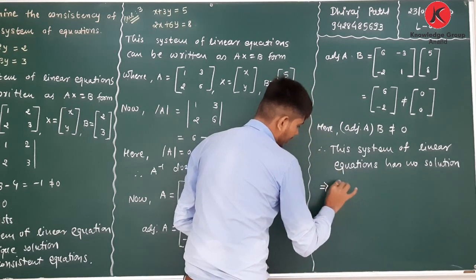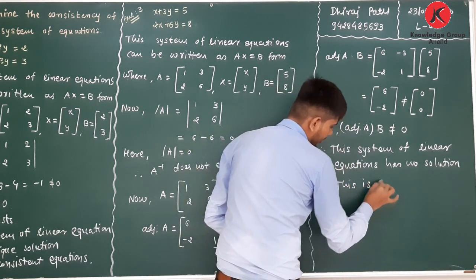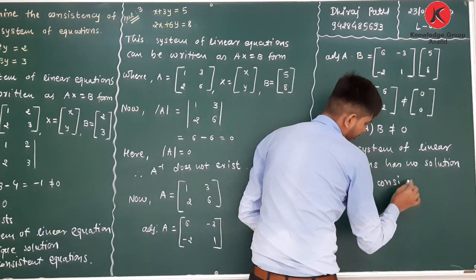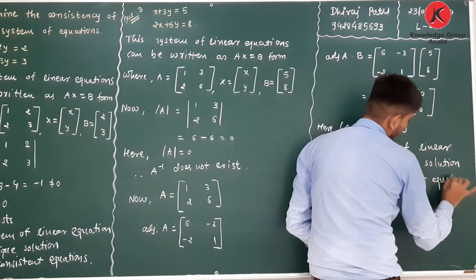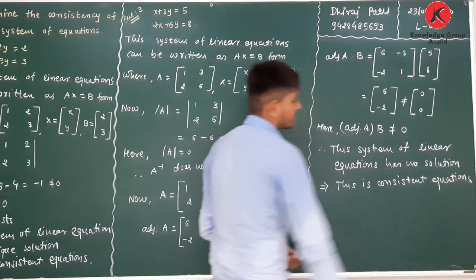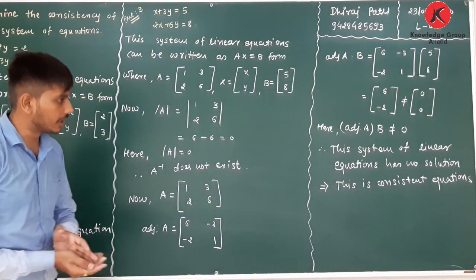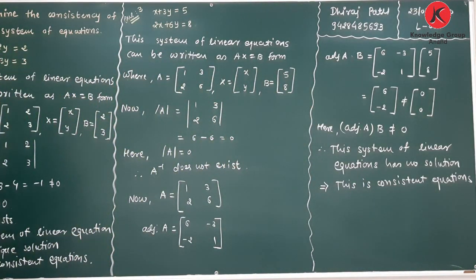Therefore we can say that this is inconsistent equations. What are these equations called? Inconsistent equations. Clear? So this is how you have to check whether they are consistent or inconsistent. Clear?